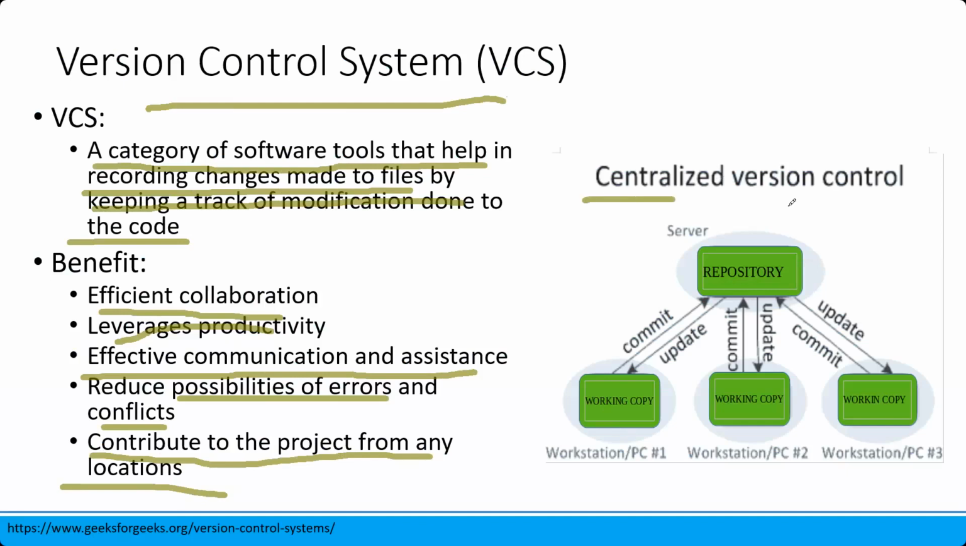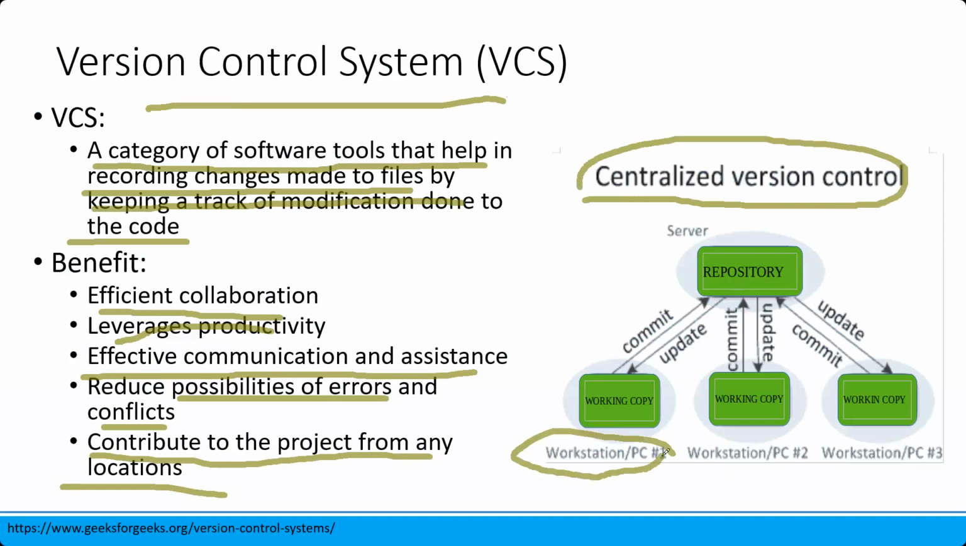So, the centralized version control. You have PC one, the personal computer, another PC, and another PC. Every PC will have the working copy. The working copy should be committed to the repository. And if you want to get the update, you just update your current computer with the latest file in the repository.